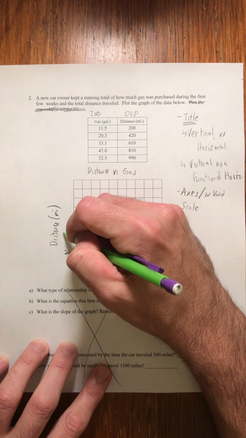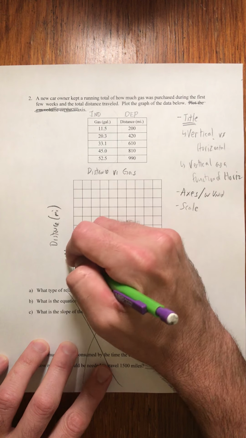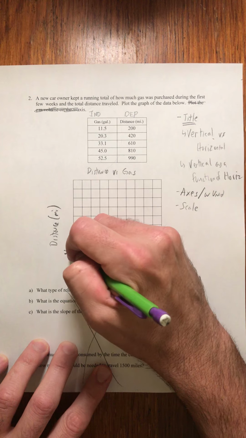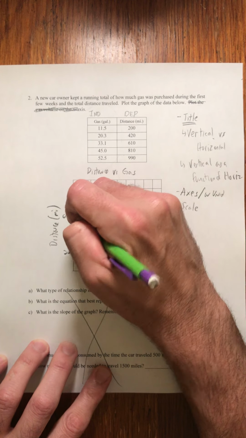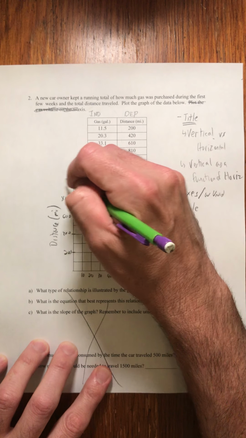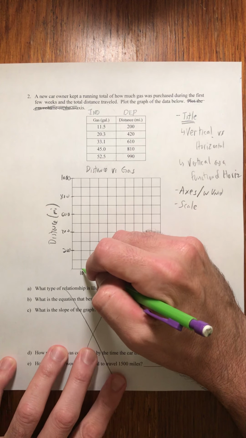This one we're going to go up by 100s, because I've cooked it to make it pretty. There we go. Now notice here I didn't label everything. You don't have to label everything. There you go. So now let's plot our data.